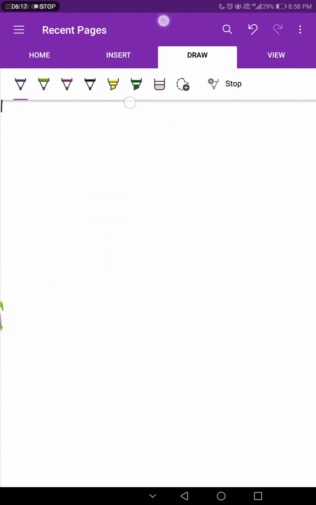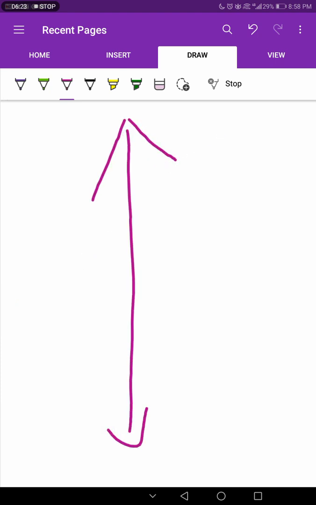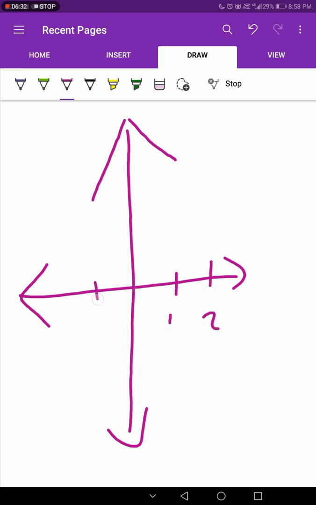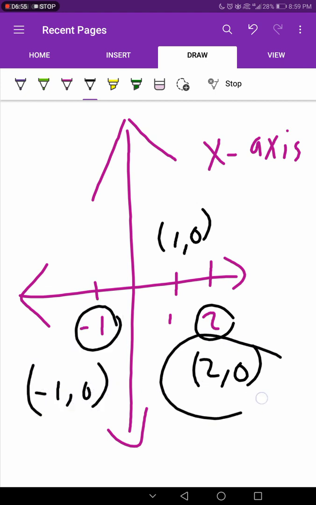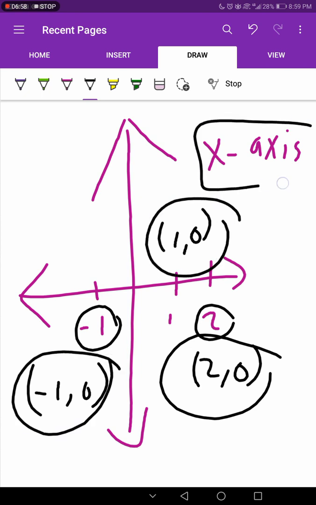Okay, so if anyone asks you like this, give me any point on the x-axis, tell me it is, for example, 1 and 0. Easy. And also 2 and 0. And also -1 and 0. We are done. So all those points are located on the x-axis.